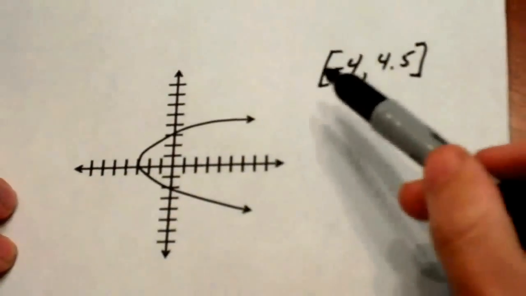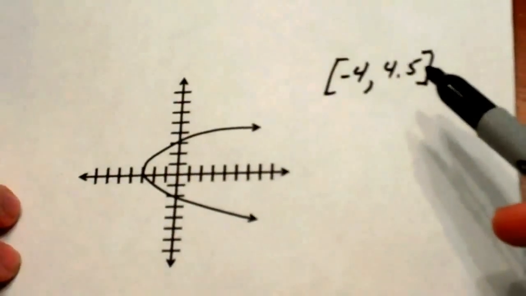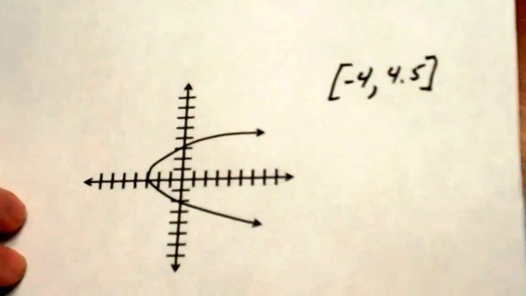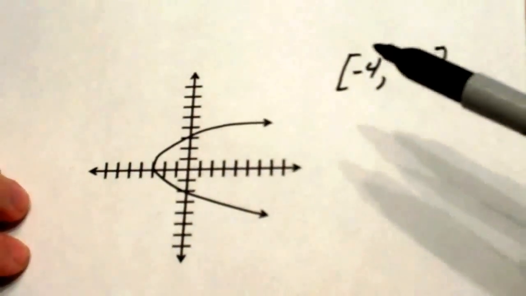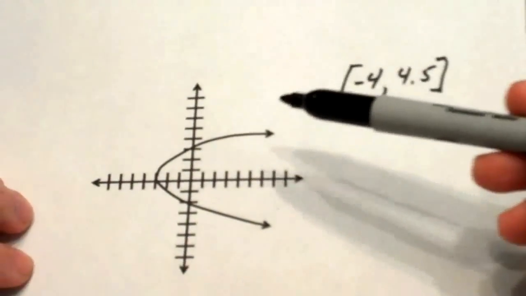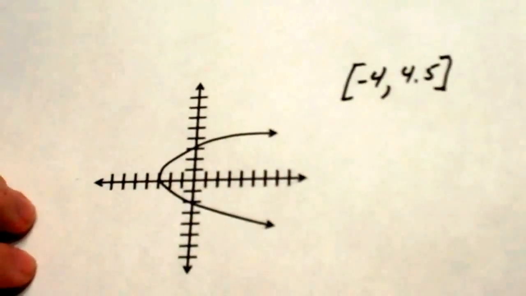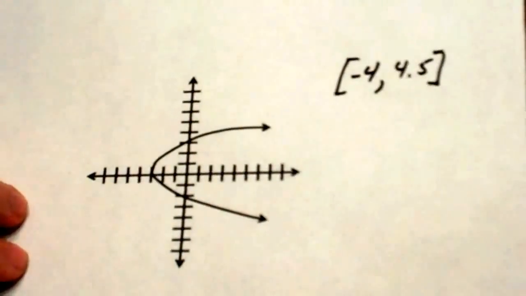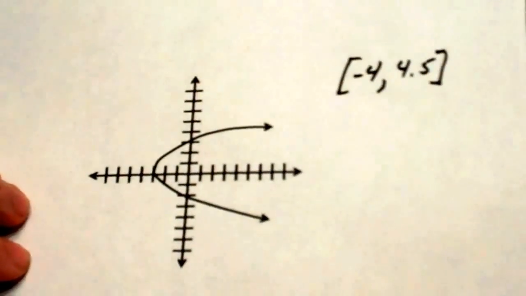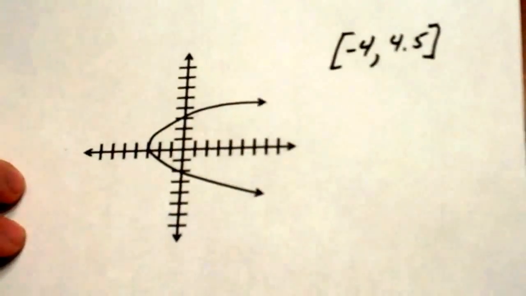By the way, you may have noticed that I'm using brackets on all of these. On a test, I would actually accept a parenthesis as well, because it's not quite clear as to whether or not those actual exact values would be included. I'm assuming that they are here, so I'm going to go ahead and use a bracket, but it's equally acceptable to me if you use the parenthesis.